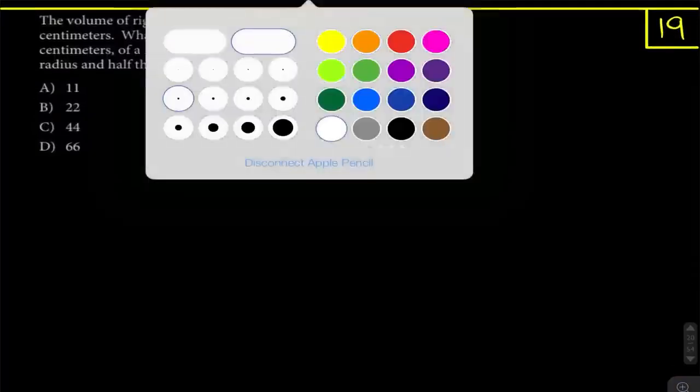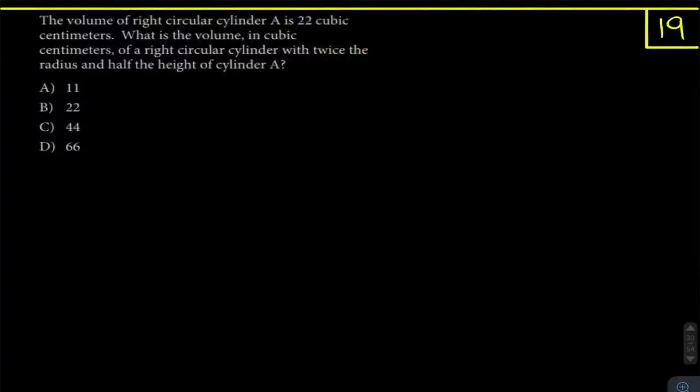So moving on to problem 19 here, we're trying to find the volume of a right circular cylinder, or no, actually, let me rephrase. The volume of right circular cylinder A is 22 cubic centimeters. What is the volume in cubic centimeters of a right circular cylinder with twice the radius and half the height of cylinder A? Now, make sure you know that for these volume problems, you're going to have to deal with some on the SAT. They give you the volume formulas at the beginning of the SAT, right? A lot of newbies to the SAT forget about that. I can't tell you how many times I've forgotten that there's a formula sheet I can use at the beginning of the test, and then I get problems wrong and I'm like, ugh, it's annoying.